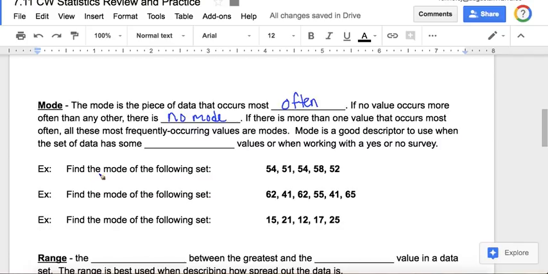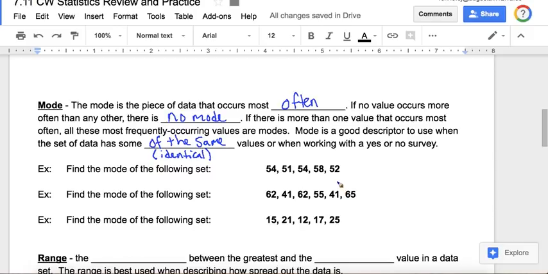Mode is a good descriptor to use when the set of data has some of the same values. And sometimes you'll hear the word, and write this in parentheses, identical. So it has some identical values, or another way of saying identical is the same values. Or when working with a yes or no survey. Okay, the mode is often used to determine the results.